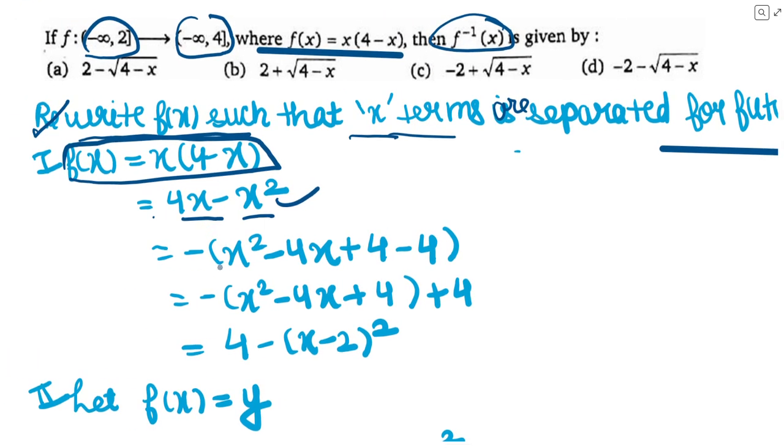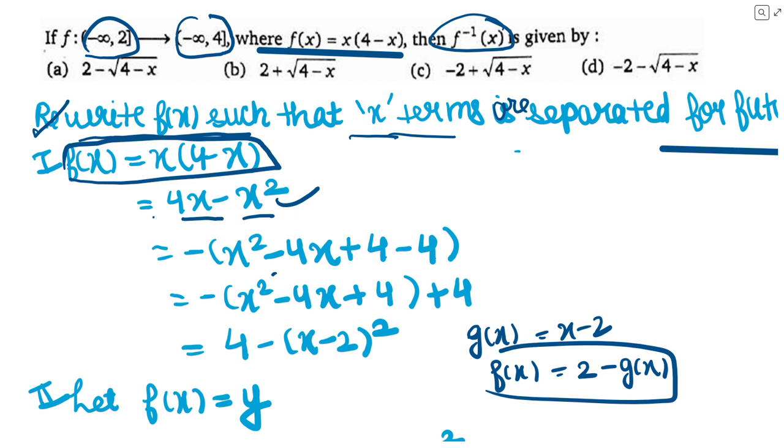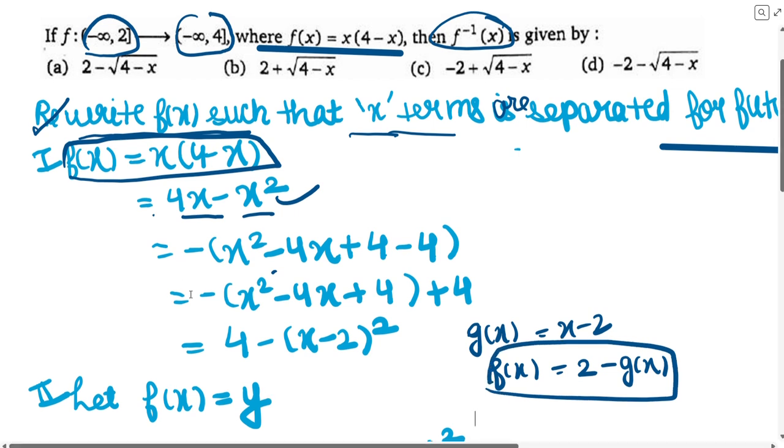Then we'll try to make it a whole square. Why are we making it a whole square? So that we get something like, let's suppose g(x) is x minus 2. Then we can write f(x) in terms of a constant and another function. Not linear necessarily, but in this case we have a linear function, so it is easy for us to distinguish.